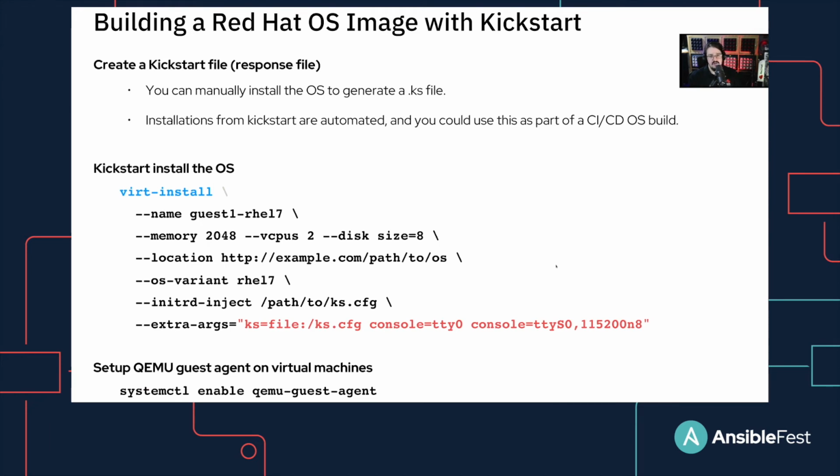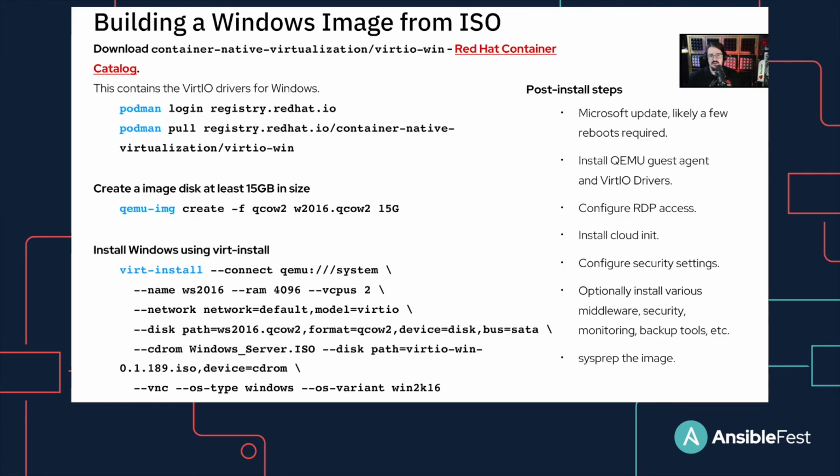As part of your image build process, you'll want to automate as much as possible. Kickstart is a great way to do that. You can create a Kickstart file where you have all of your operating system settings, and you always have a reproducible OS install build. You can use Sysprep for similar purposes with Windows as well. And there are other response files you can use if you're installing a non-RHEL Linux operating system.